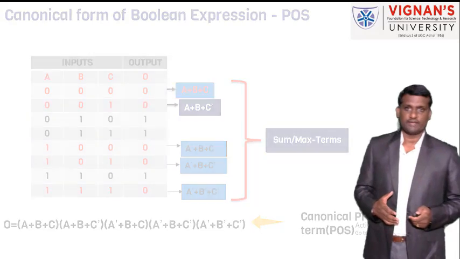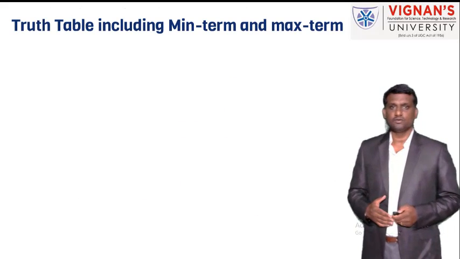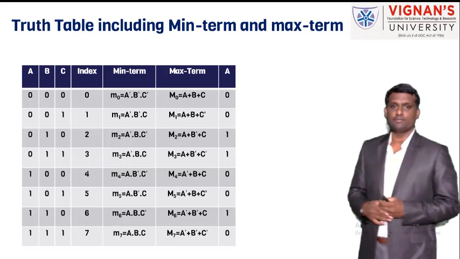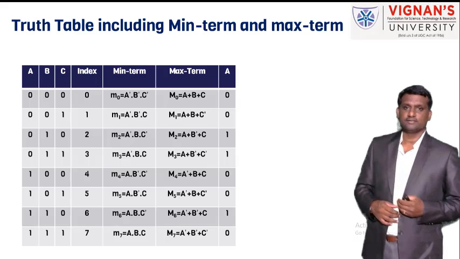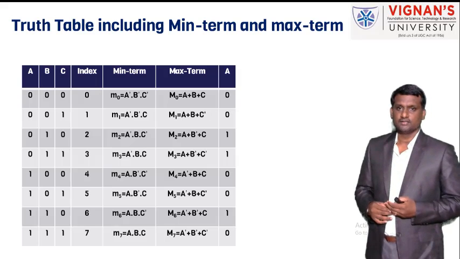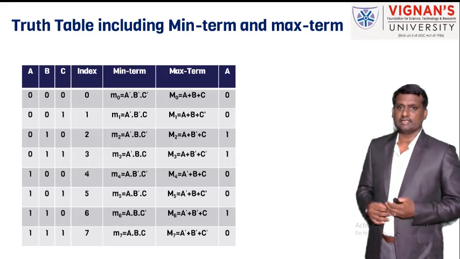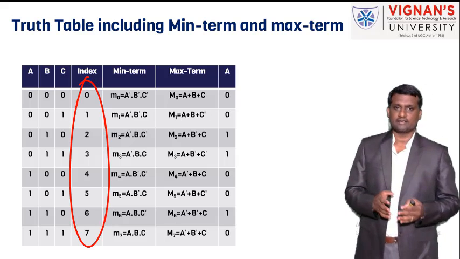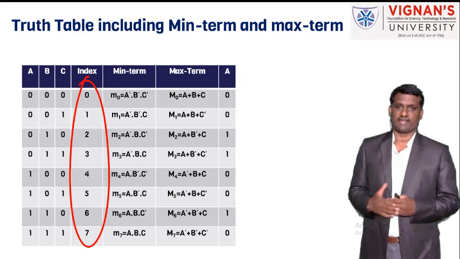So we will observe one more example from the truth table. The given truth table is also a 3 variable truth table. With the 3 variables, 8 combinations are possible. Those 8 combinations are listed there. The respective decimal numbers are 0, 1, 2, 3, 4, 5, 6, 7.